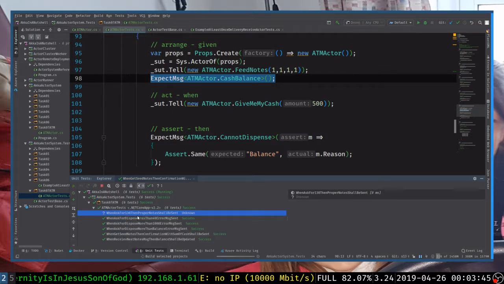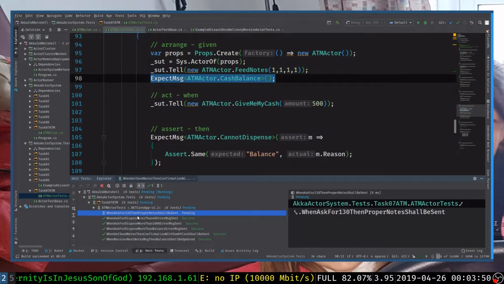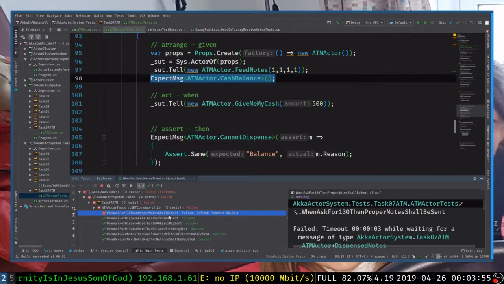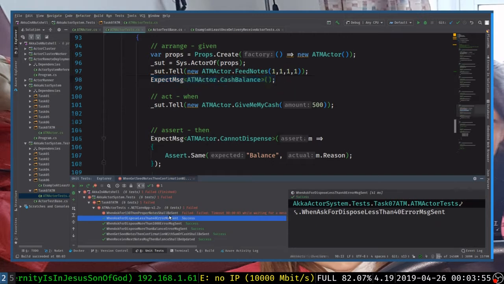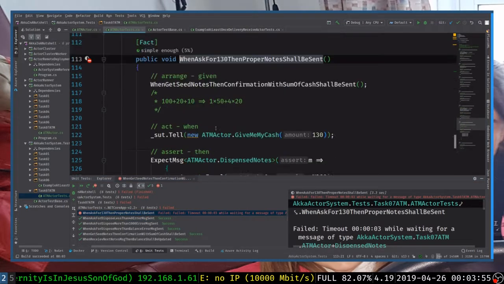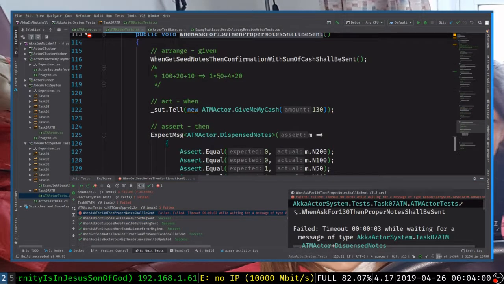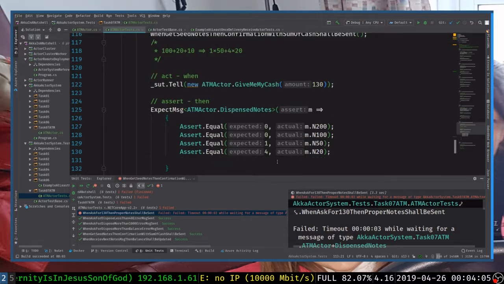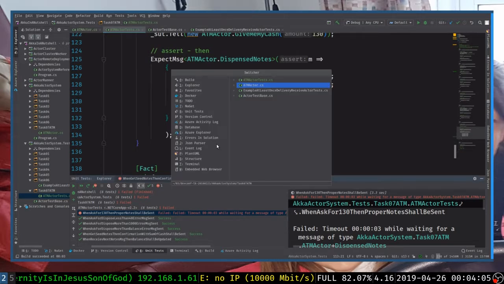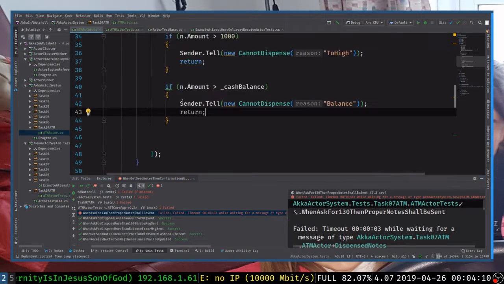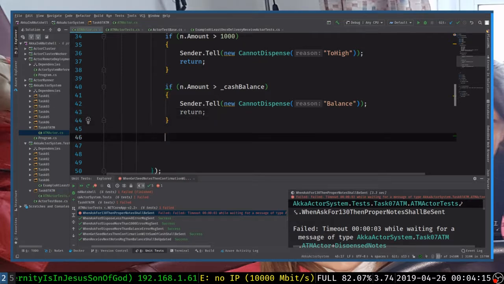So finally, we're coming back to our problem. We need to dispense 130. Okay, that will be. So this is our test. So in our case, 150. Expect it's right. So let's do the unwrapping. Okay. Now we can dispense.